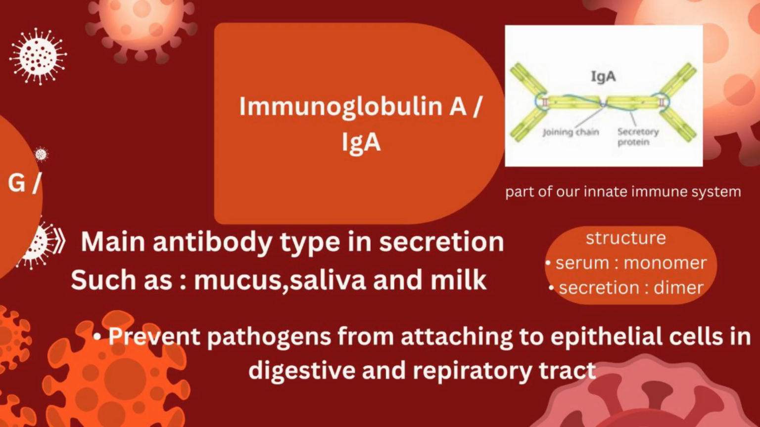In the serum, IgA is usually a monomer, but in secretions it becomes a dimer thanks to a joining chain. This structure helps it survive harsh environments like the stomach. Because it protects our body surfaces, IgA is considered an important part of our innate immune system.